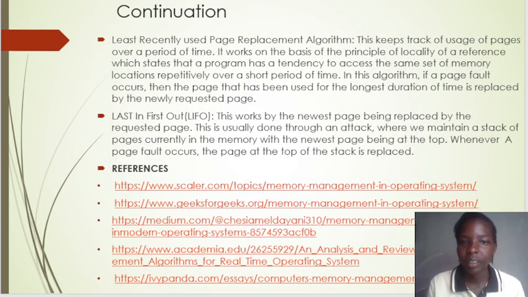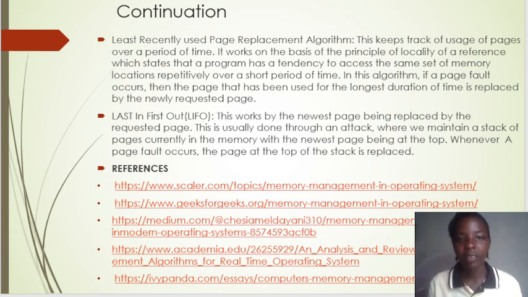We have the least recently used page replacement policy. In this one, it keeps track of how the pages are being used, and the page that will be replaced is the one which is least recently used. We are saying it works on the principle of locality of reference, which states that a program has a tendency to access the same set of memory locations repeatedly over a short period of time. So in this algorithm, like I said before, when a page fault occurs, the page that has been unused for the longest duration of time is the one which is going to be replaced by the newly requested page.